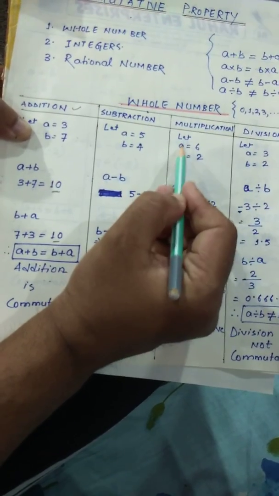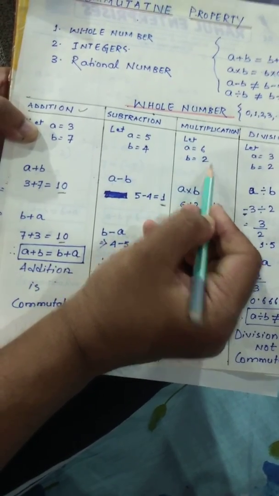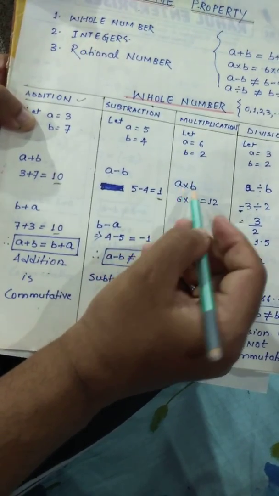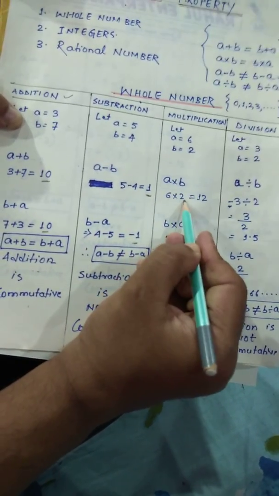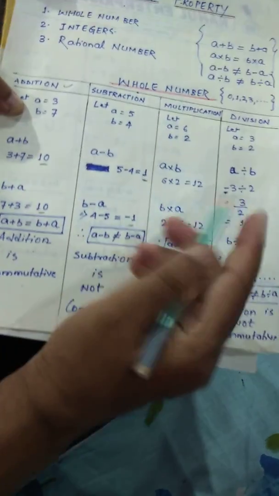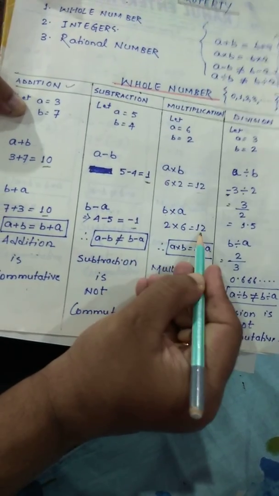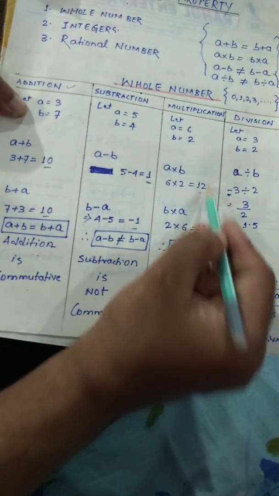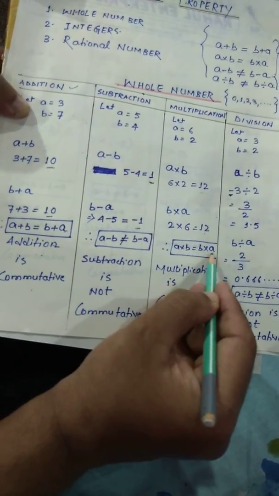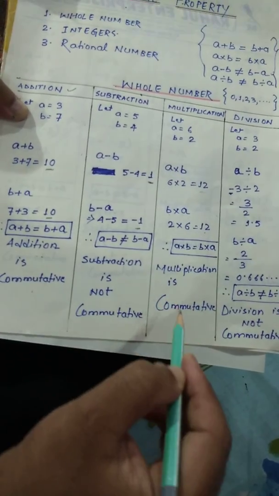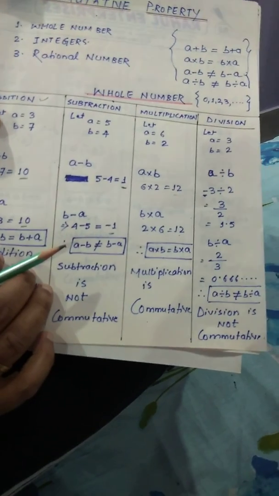Let's take a equal to 6 and b equal to 2. Now the first order is a into b. When we multiply a into b, it means 6 into 2, that is 12. Let's change the order, b into a. So b into a would be what? 2 into 6. Again we are getting 12. So in both the cases the answers are similar. So we can say a into b is equal to b into a. So multiplication is commutative.